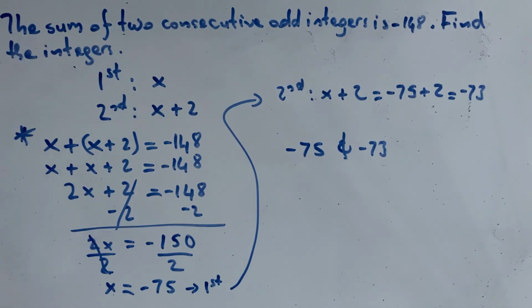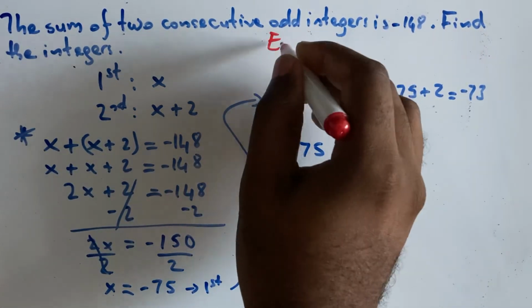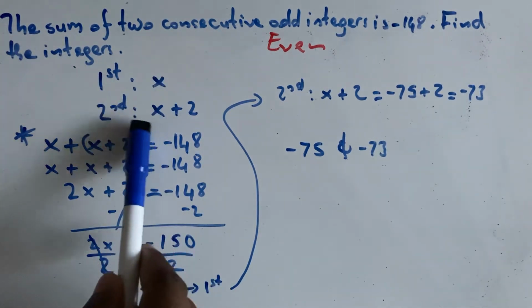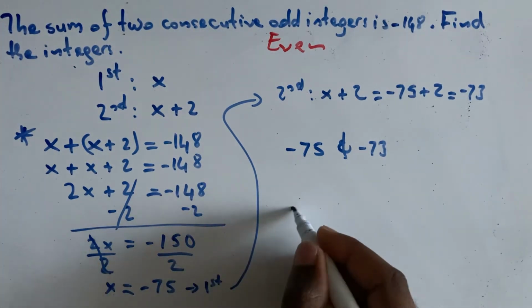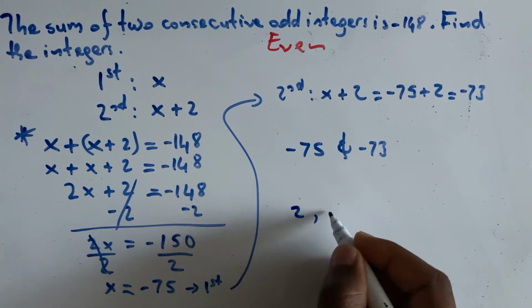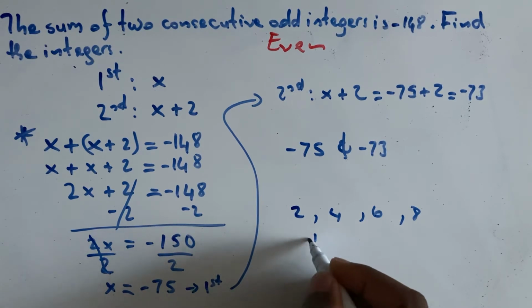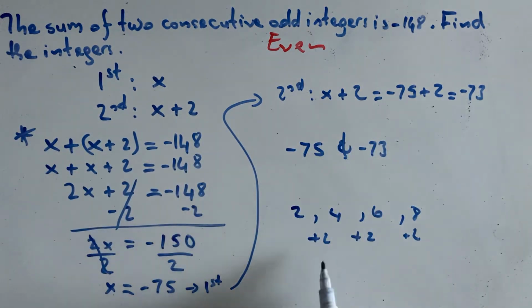One thing I need to point out here is that if they had said even instead of odd, it would still work the same way. You would still have to use x and x plus 2, because to get even integers, you still do it the same way. You still have to add 2. So for example, if I call the first even integer 2, the second even integer would be 4, right? Then the next one, 6, then 8. What do you see? I keep adding 2 the same way, right? So to get even integers, you will have to do it the same way.